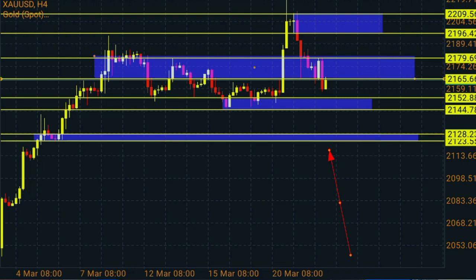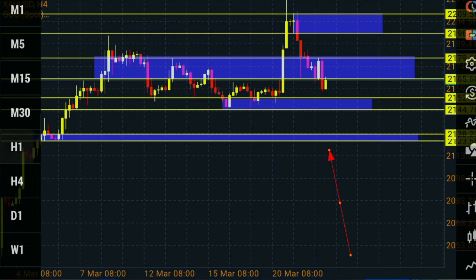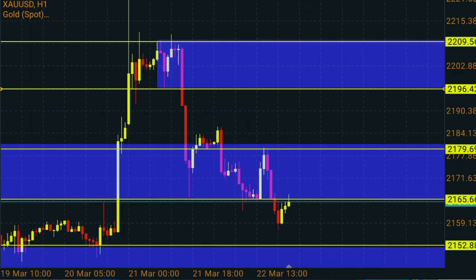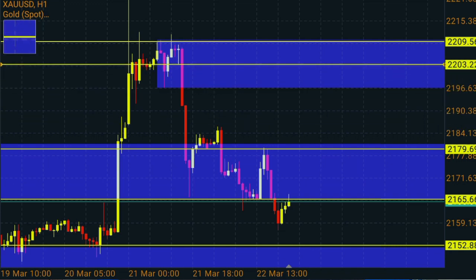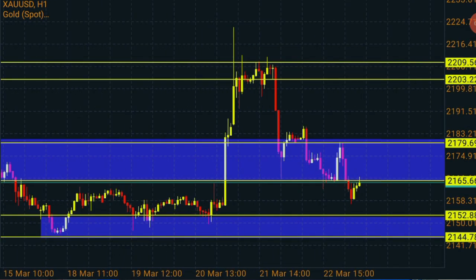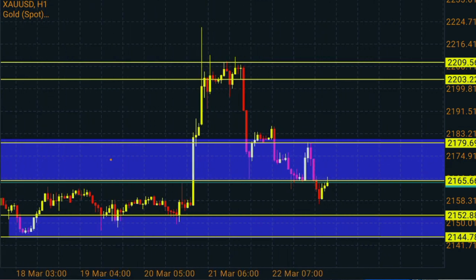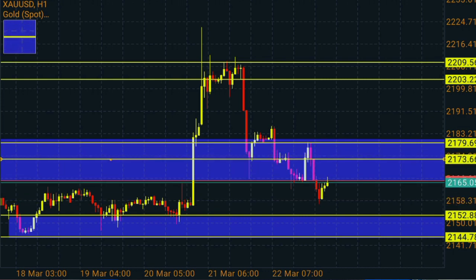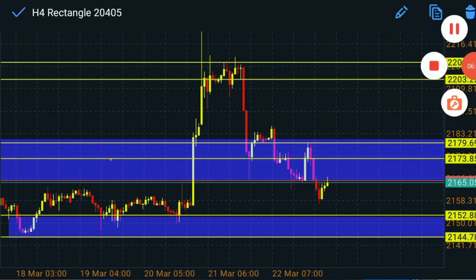I don't enter the market blindly without seeing any confirmation. So H1. Under H1, I have to minimize my zoom to come back to this level. Then after this H4 also, I'll be expecting to reach this level. This level.